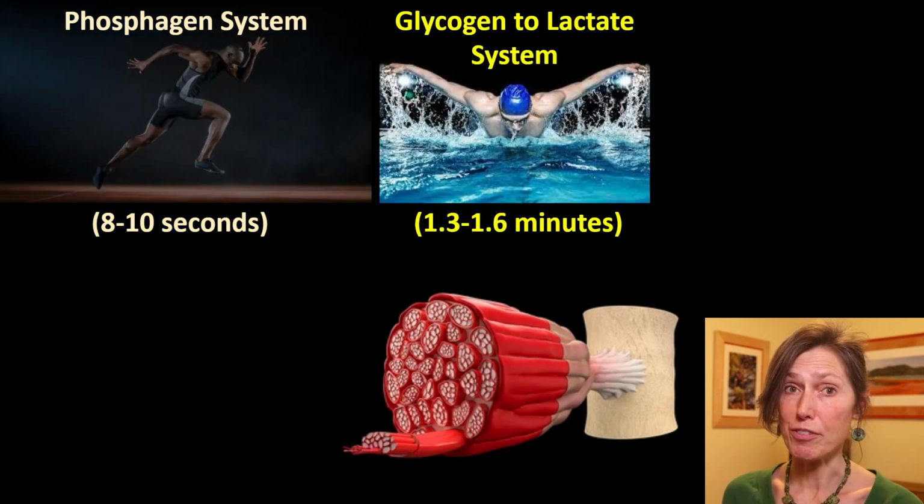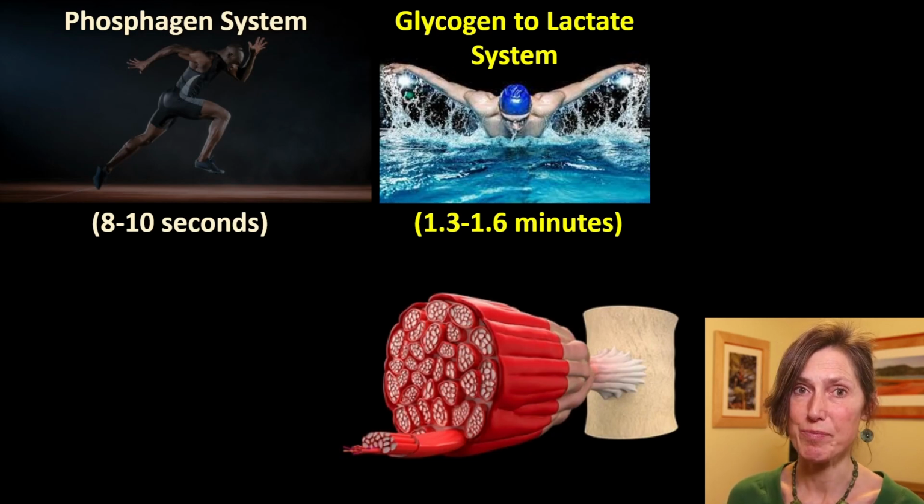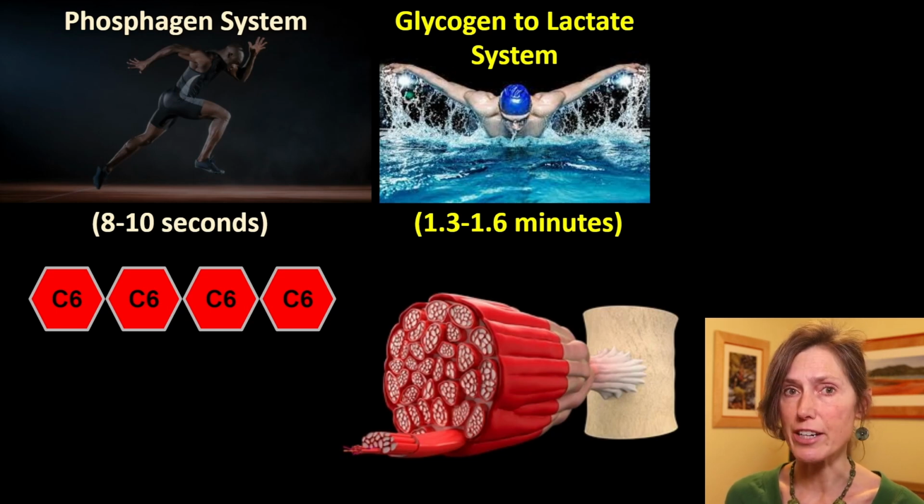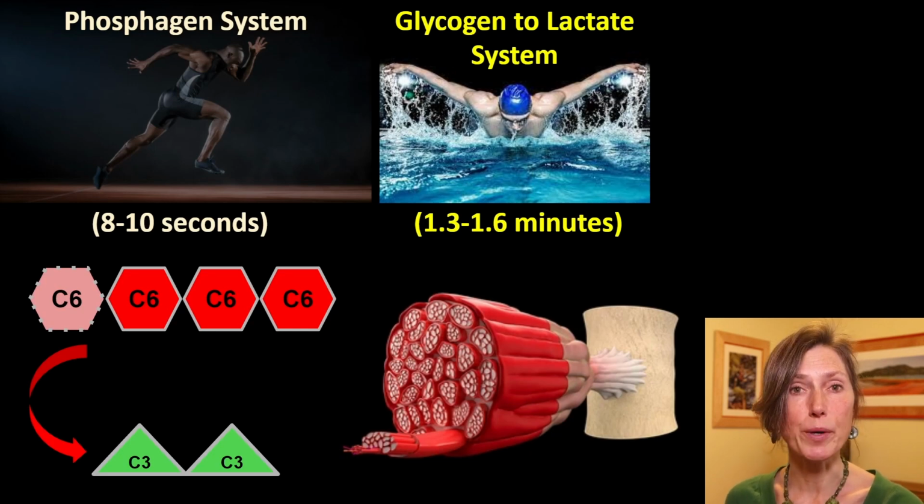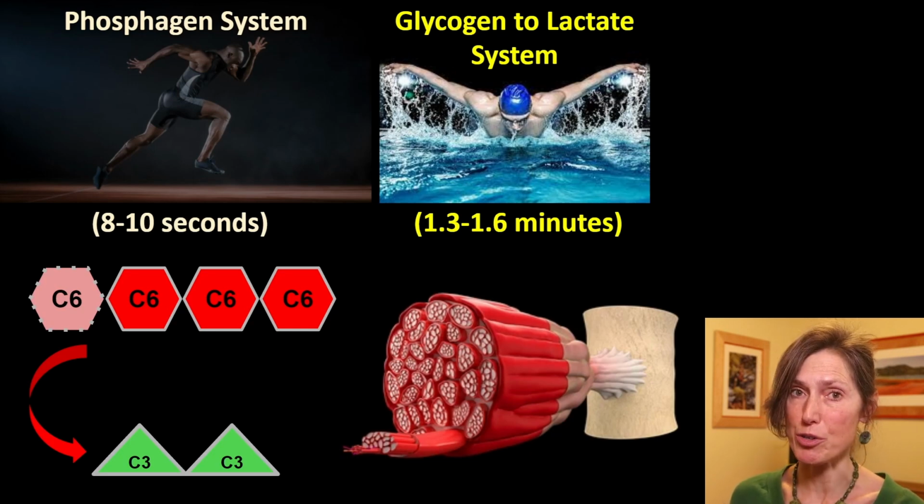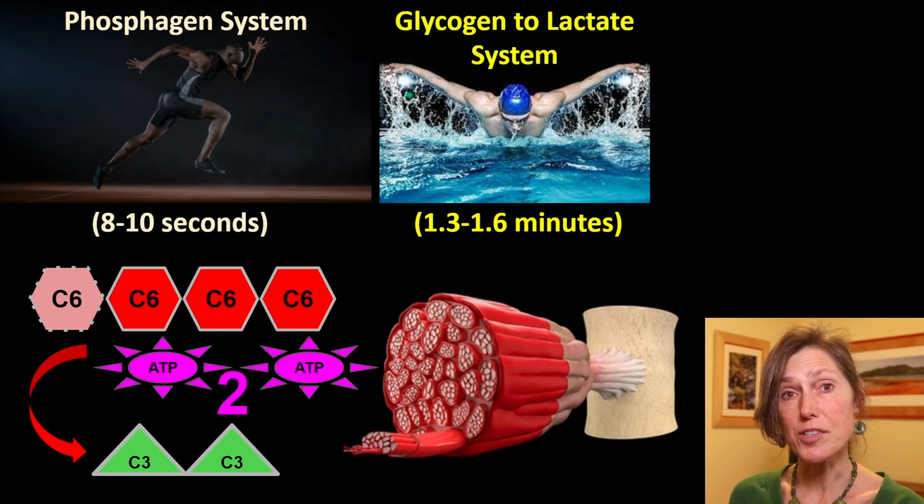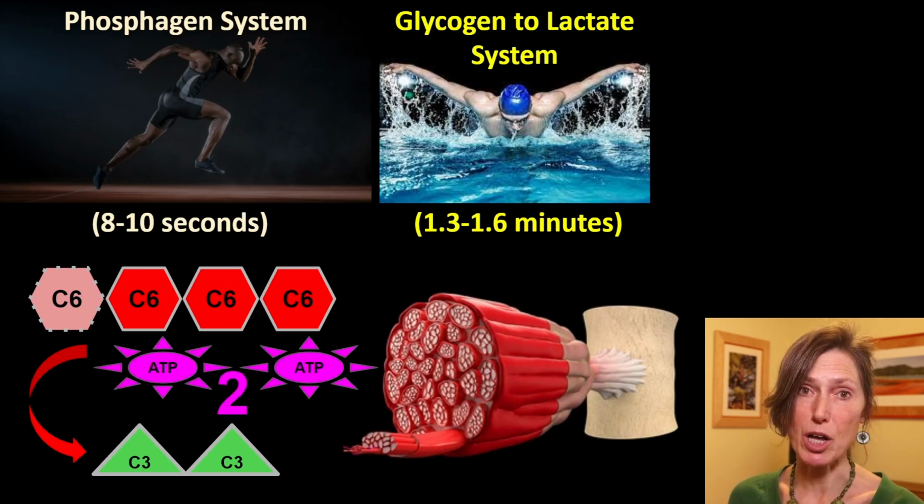A second form of relatively intense exercise involves the glycogen to lactate system. Consider Michael Phelps doing the butterfly stroke to swim 200 yards. This would involve the use of glycogen, an energy molecule stored in muscles. Upon its hydrolysis, the 6-carbon glucose sugar molecule comes free, and glycolysis results in the creation of 2 3-carbon sugars, namely pyruvate. This yields 2 ATP molecules.